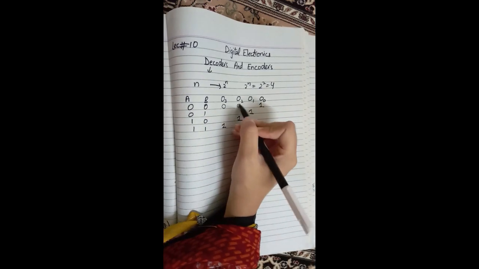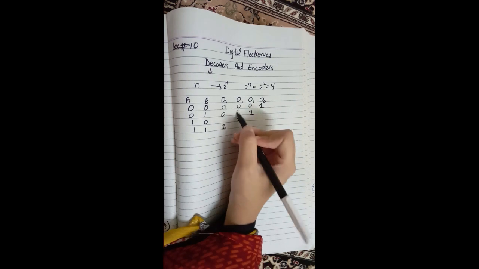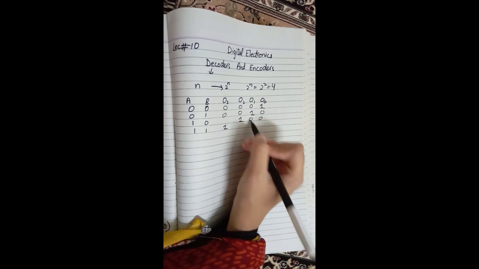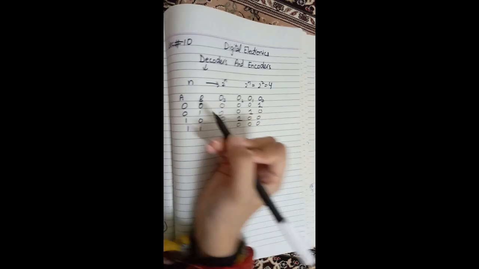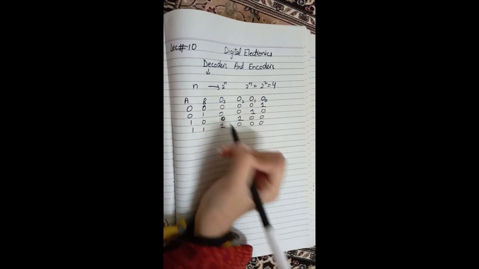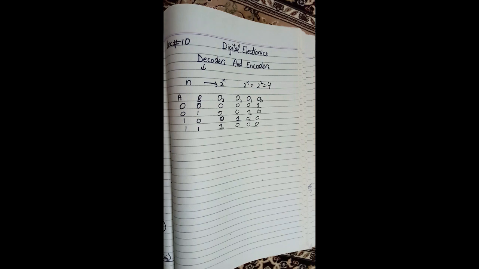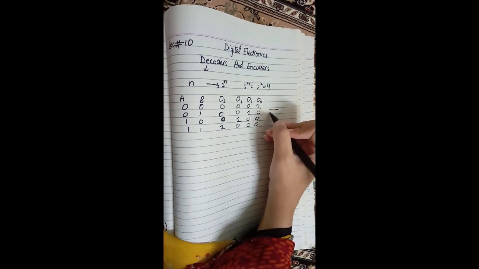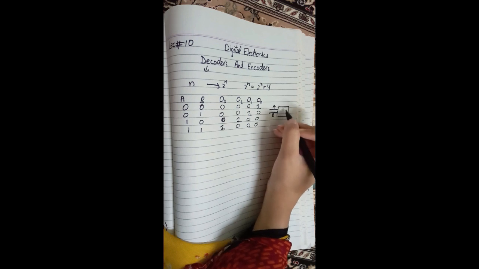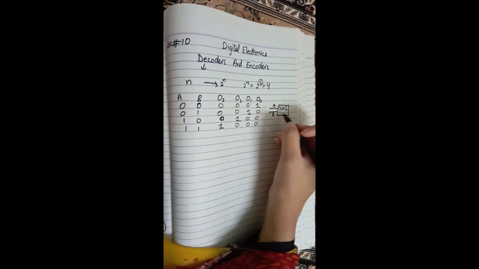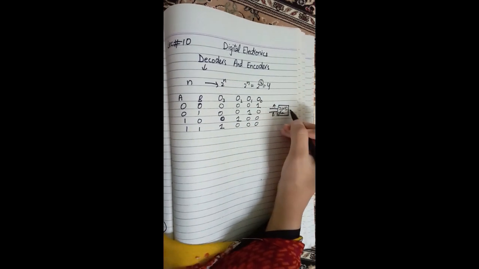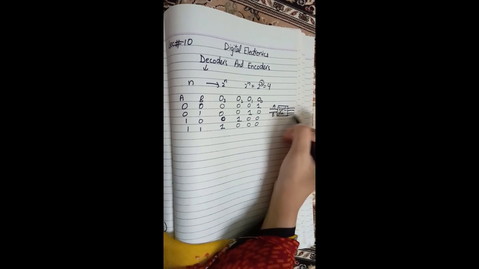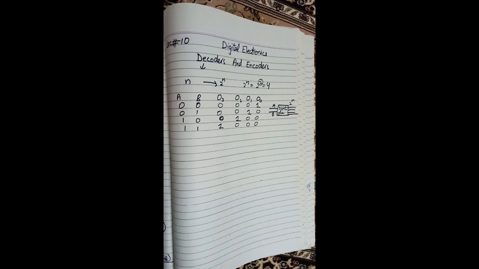And the other values of the output will be 0. This is how we draw the decoder. We put the values in the truth table of the decoder. You can draw it as A and B, the inputs, the decoder, the 2-bit decoder, and the outputs are 4, 2 raised to power n outputs.